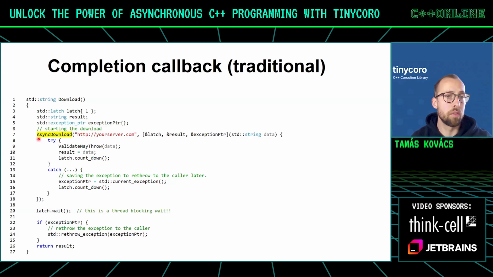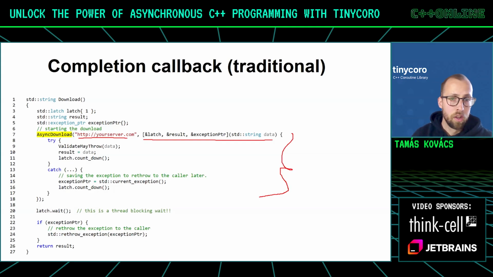As you can see in line 7, we are invoking the async download, the third-party API. This is basically the URL, and this one here is the completion callback. What's happening in the completion callback: when we get the data, we validate it, and this validation can throw an exception, for example. And if there was an exception, we save the exception and notify the latch.